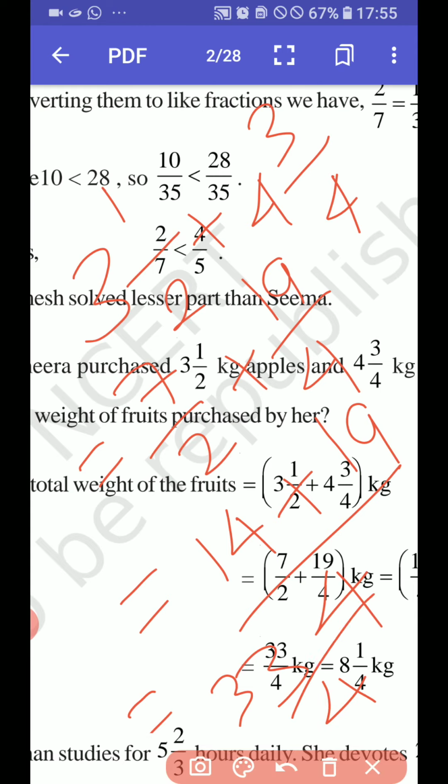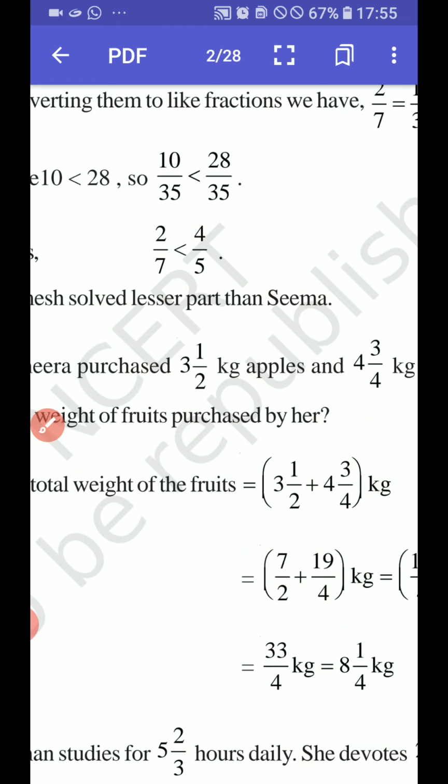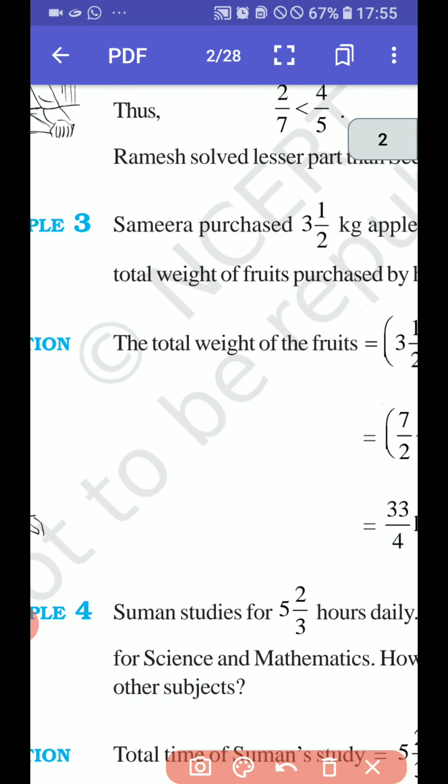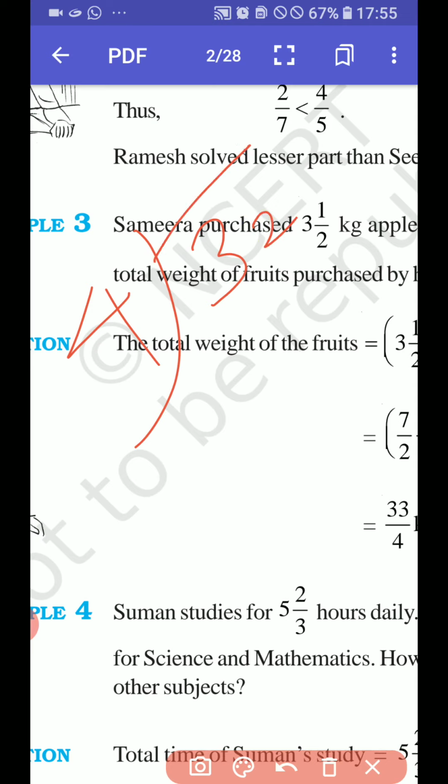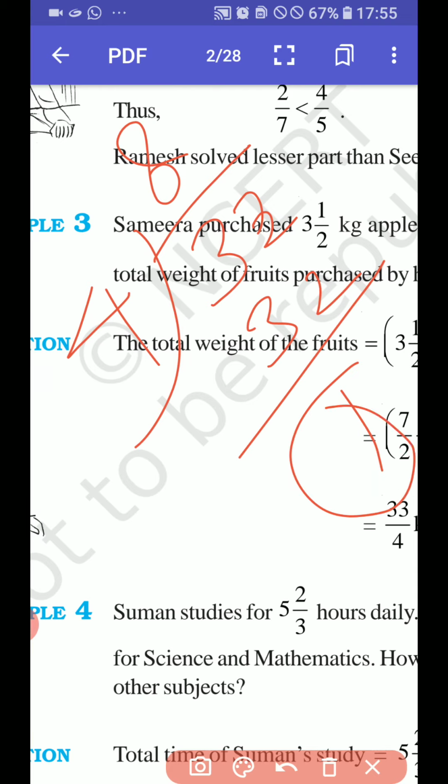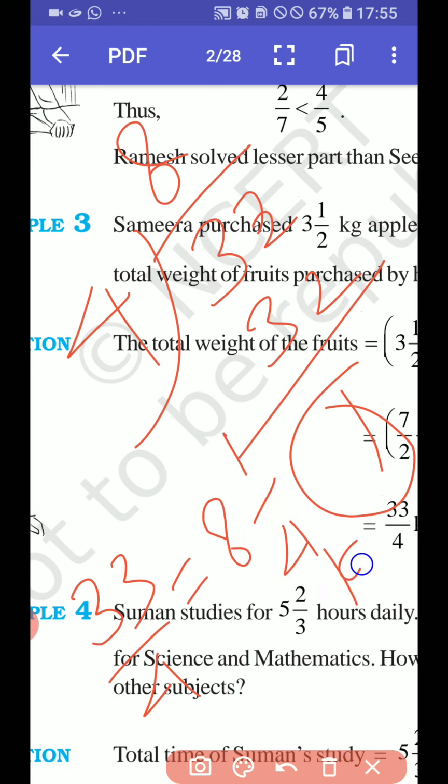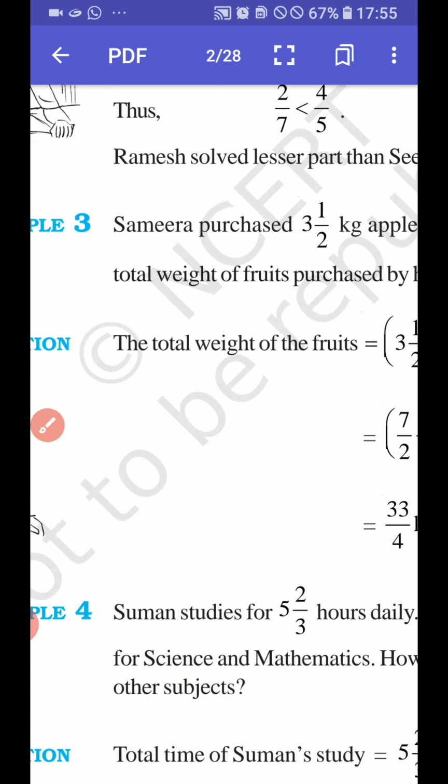Because our question is given in the form of mixed fraction, you will convert the answer also into the form of mixed fraction. For this, you will divide 33 by 4. 4 eights are 32. Remainder is 1. So therefore 33 by 4 equals 8 whole 1 by 4 kg, which is your required answer. That is the total weight of fruits purchased by Samira.